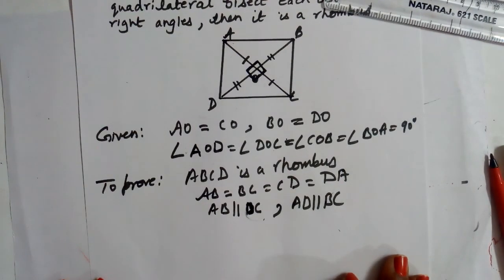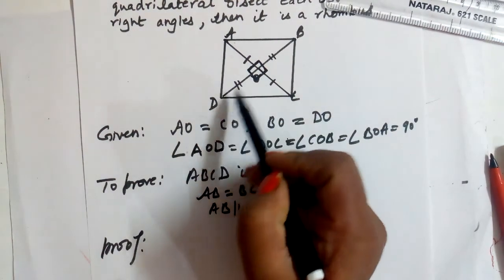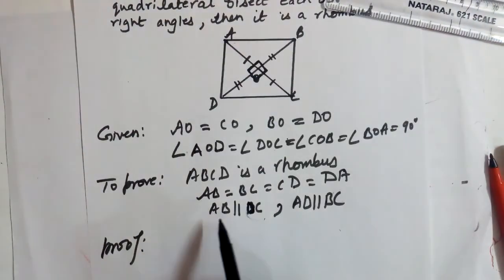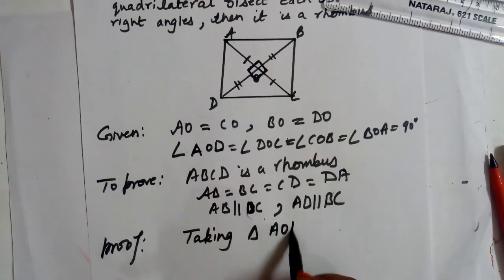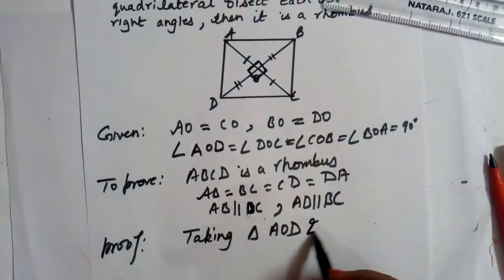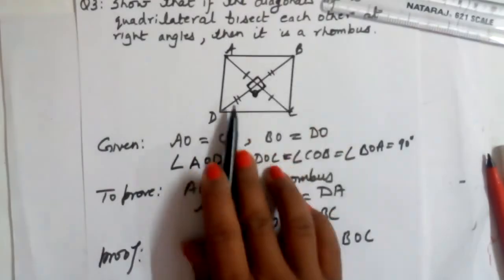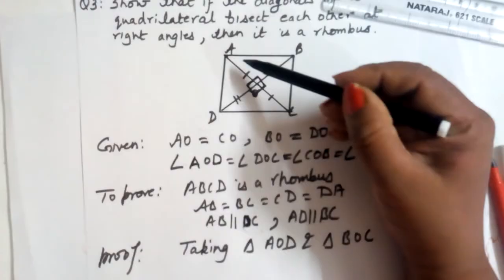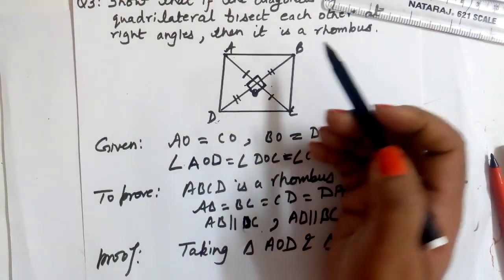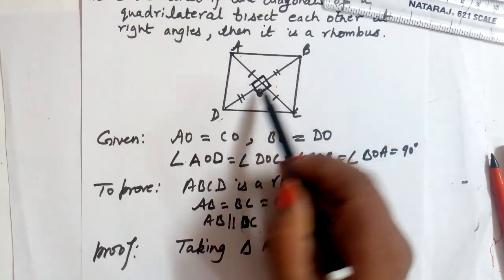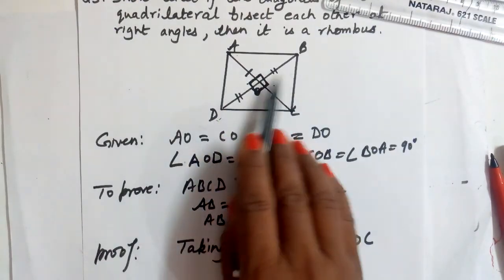If we prove these things, then automatically this ABCD will be a rhombus. Now how are we going to prove this? First of all, we are going to take triangle AOD, this triangle, and triangle BOC. If we see triangle AOD and triangle BOC, we can see AO is equal to CO and DO is equal to BO, and these two angles are vertically opposite angles, and it is already given that they are equal to 90 degrees also. So by SAS these two triangles will become congruent.